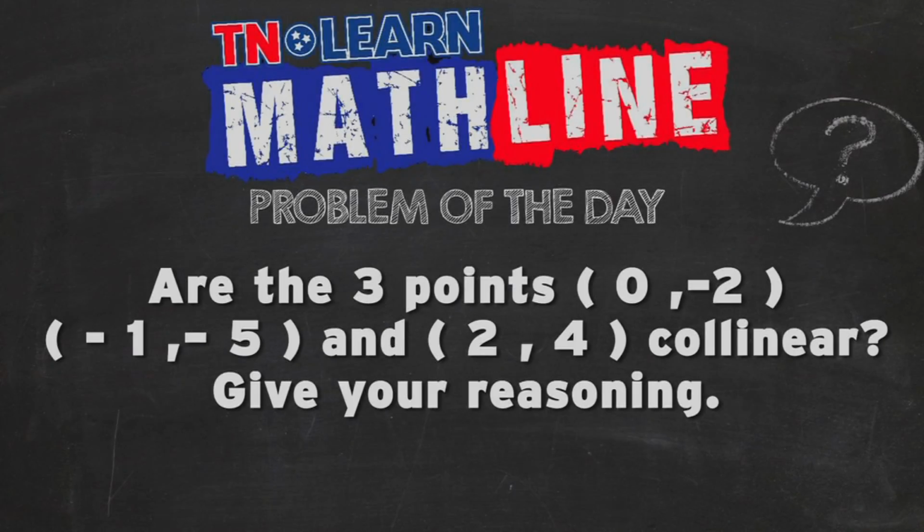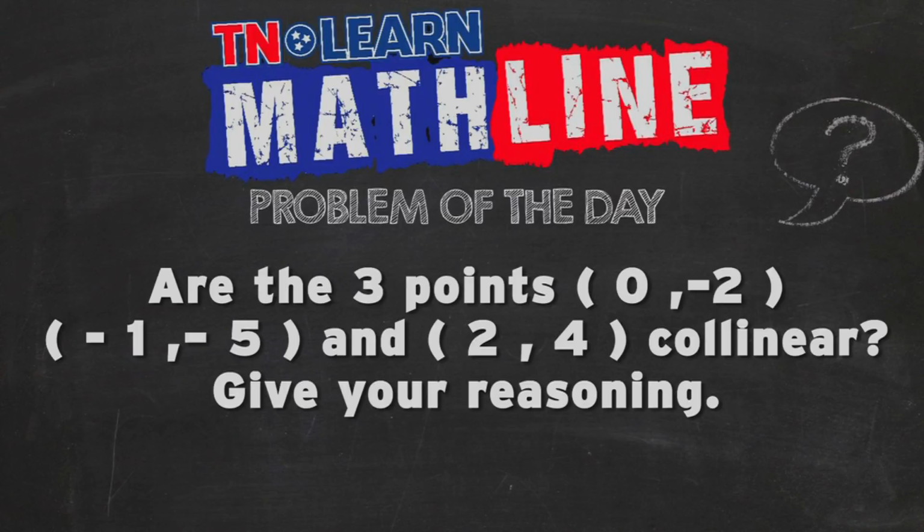These are the 3 points. These are coordinates, by the way: (0, -2), (-1, -5), and (2, 4). Are they collinear? Now what does collinear mean? It means they're all in a straight line. They're all in the same straight line. They line up beautifully. Give some reasoning, all right?